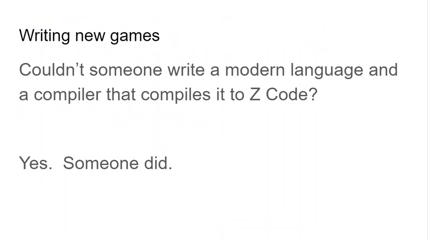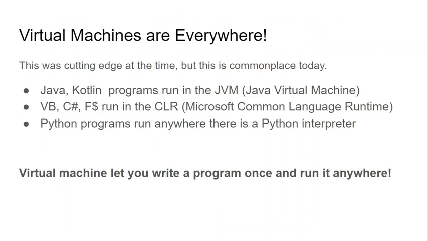Okay, so just to recap, virtual machines are everywhere now. This was very cutting edge in the early 80s when Infocom did it, but virtual machines are all over the place now, because of this write once, run anywhere. And this is particularly important because so much stuff is web-based and you're deploying your code to servers and you don't want to know or care what kind of processor they have in them.